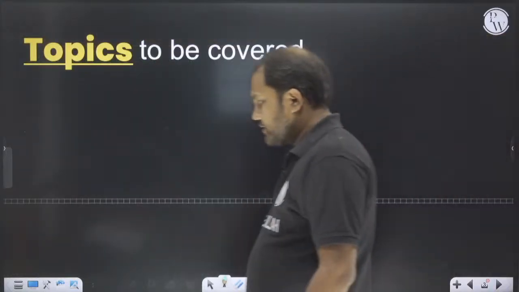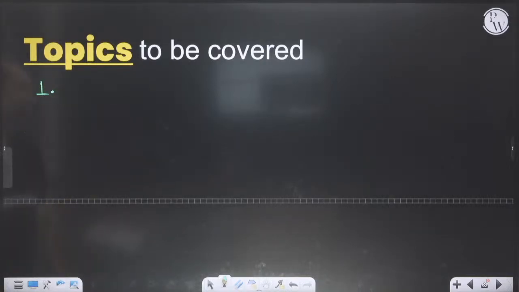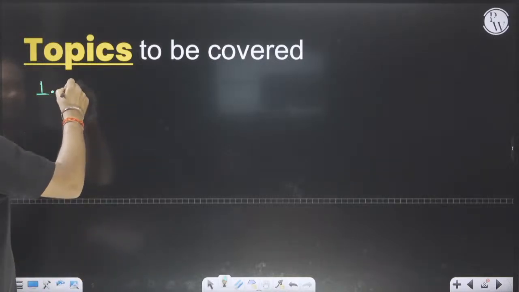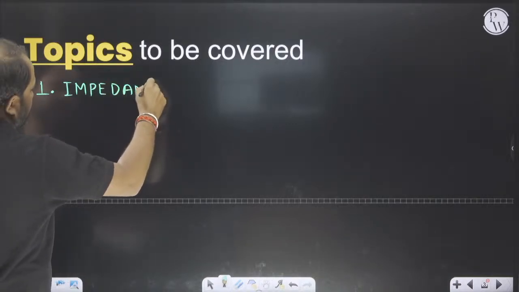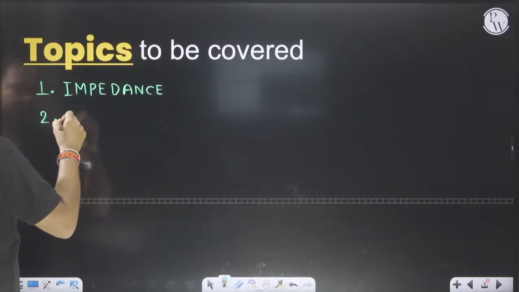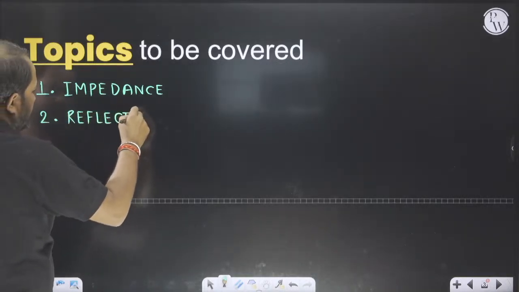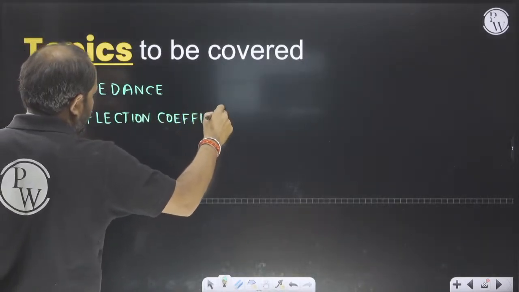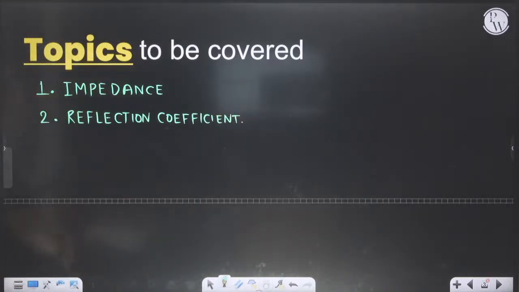Next topic we are going to cover. First point is impedance, and if time remains then we are going to cover reflection coefficient. Okay, so we are going to cover two things, impedance and reflection coefficient.